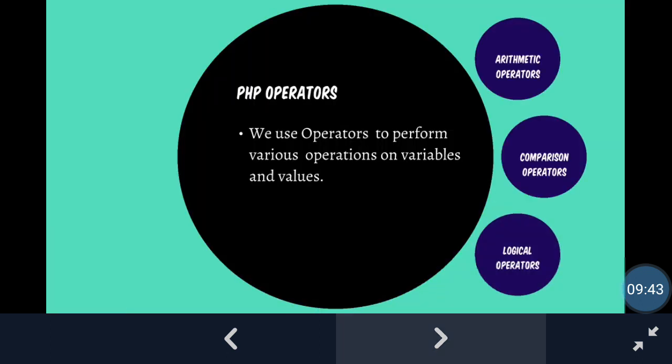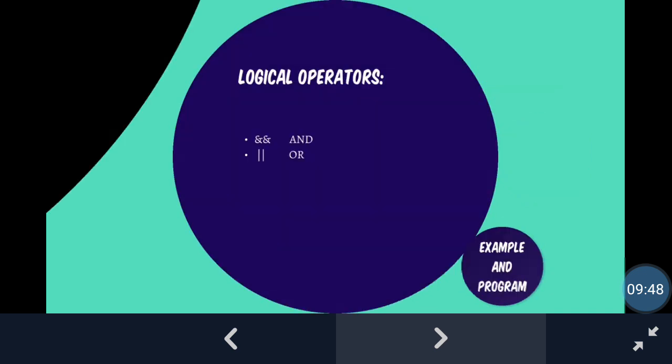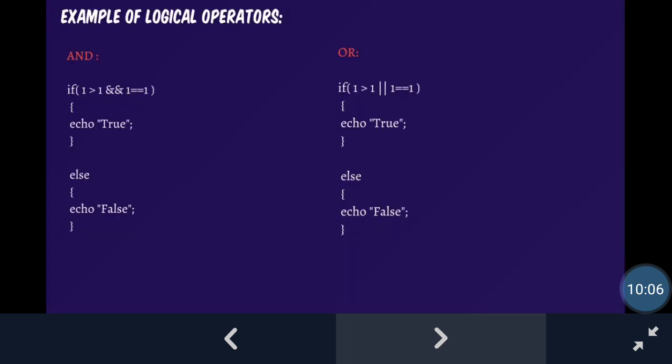We are moving on to the logical operators, which is our last category. Let us see it. What is a logical operator? The logical operators are generally used when any action depends upon two or more conditions. The most common logical operators are and, or. Let us see the example and program now. Example of logical operator. First we are going to focus on the AND operator. What does the AND operator do? It returns true if both the operands or expressions are true.